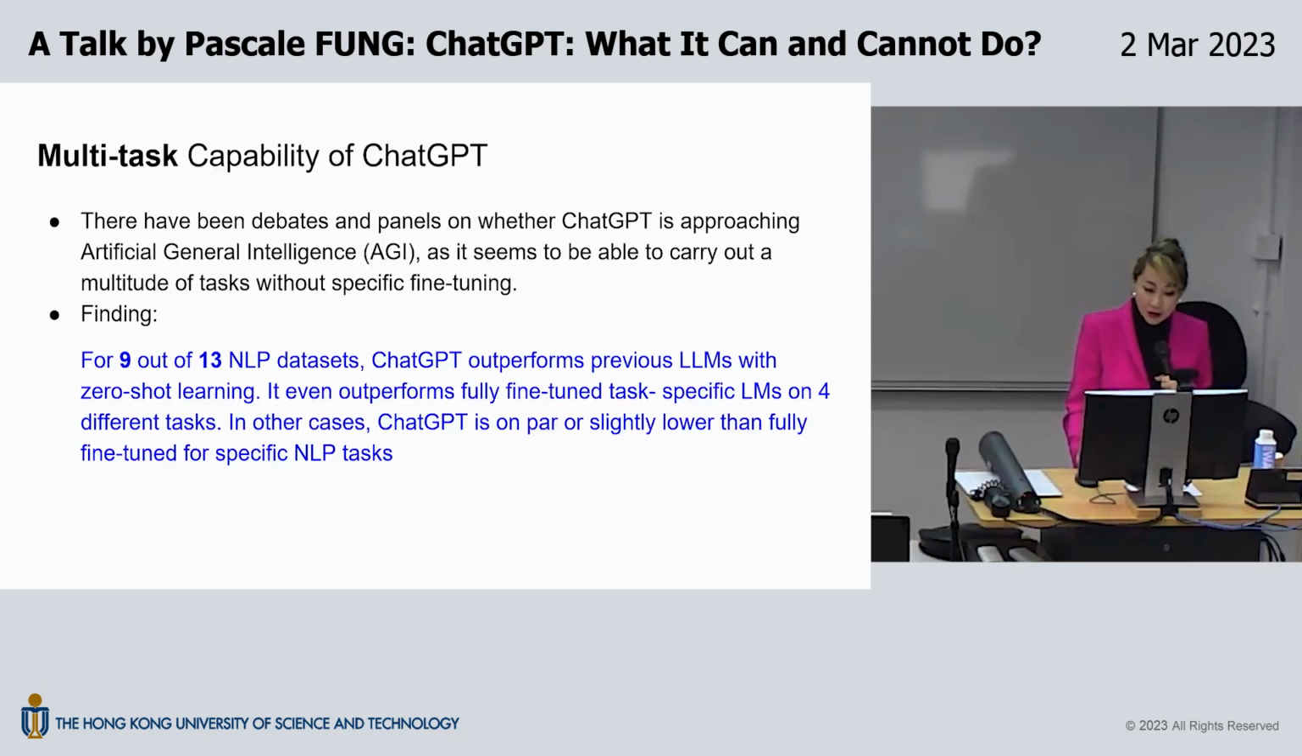with its zero-shot learning. So we compare its zero-shot with previous language models with zero-shot. Okay? It even outperforms fully fine-tuned task-specific language models on 4 different tasks. In other cases, it is on par or slightly lower than fully fine-tuned models for specific tasks. So it is a very good multitasker compared to existing models, not compared to humans. It's interesting to say this, compared to humans, very few humans are multitaskers.